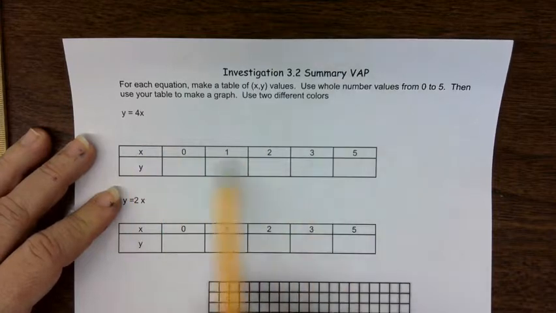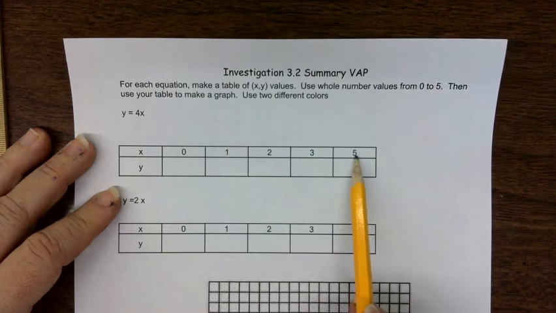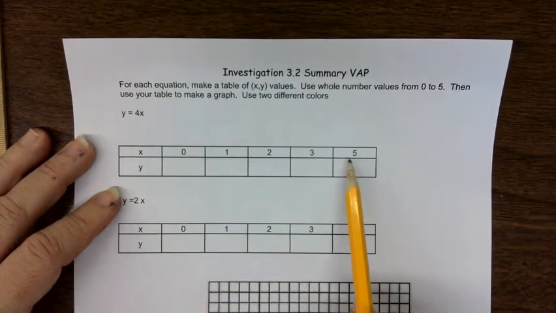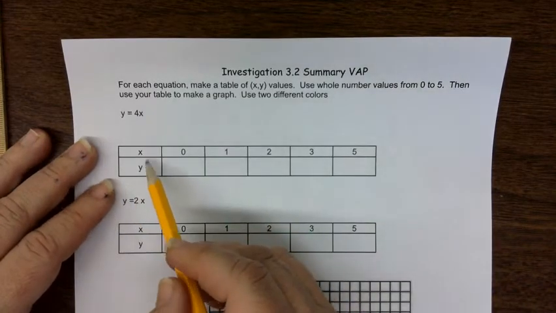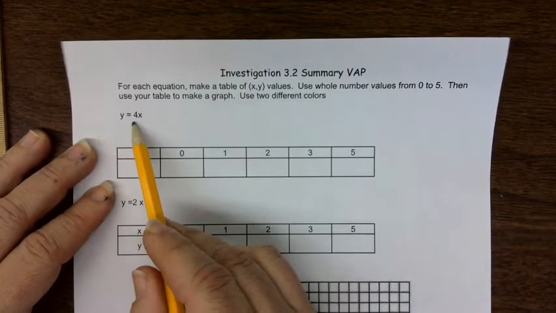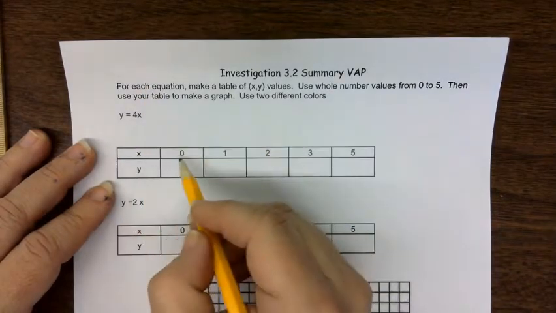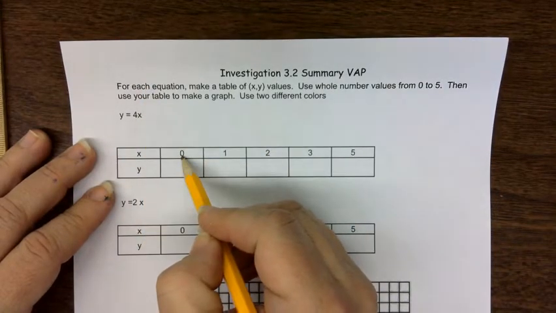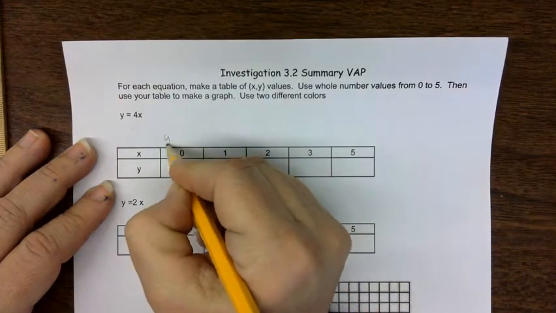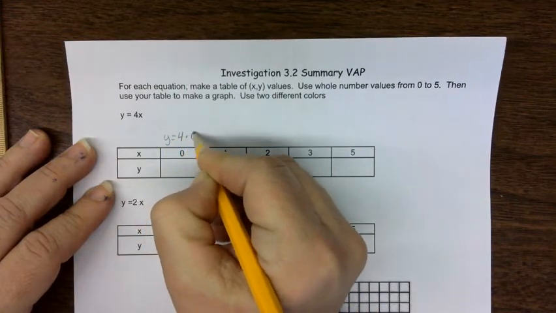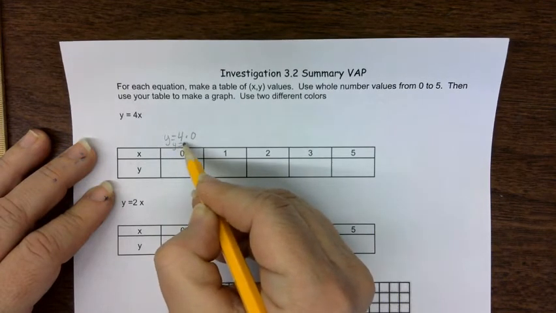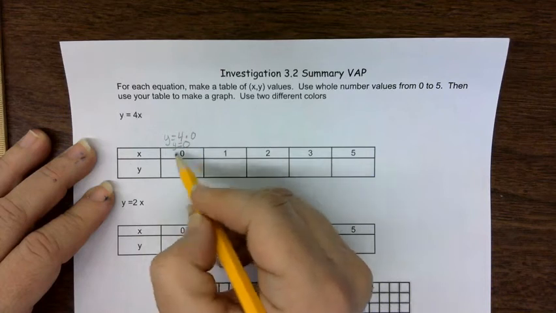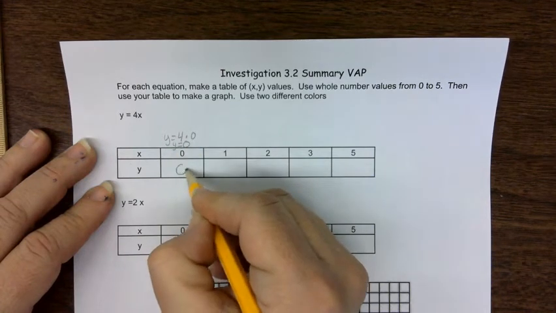So here's my x, y values. I'm using my whole numbers for x from 0 to 5. Okay, and for whatever reason, I skipped 4, but we're going to go with it. All right, so my equation now is y equals 4x. So that means wherever there's an x, I'm now going to substitute this number. So this becomes y equals 4 times 0. So y equals, 4 times 0 is 0. And that's going to be 0.